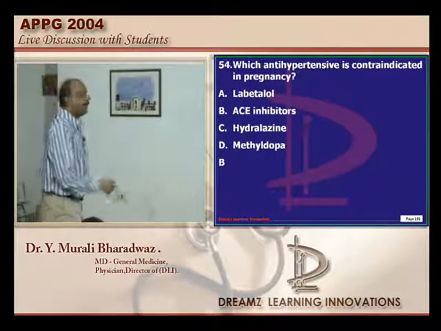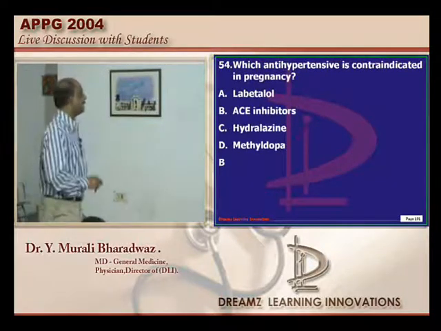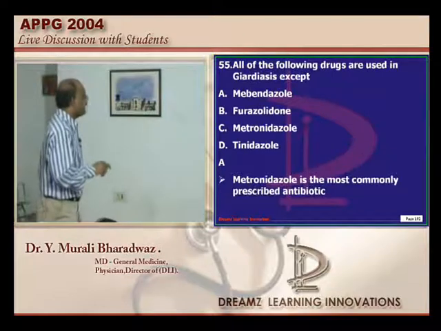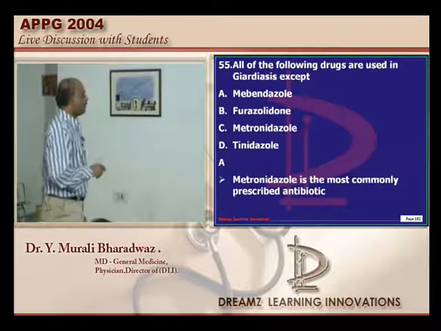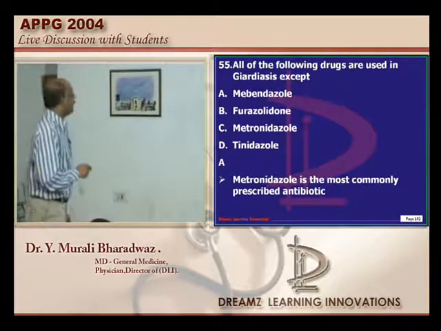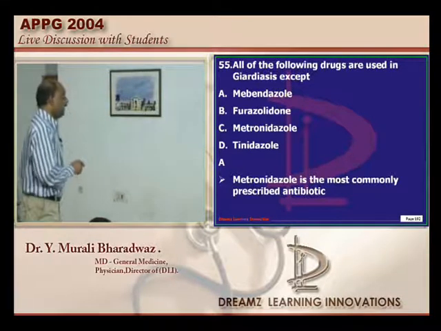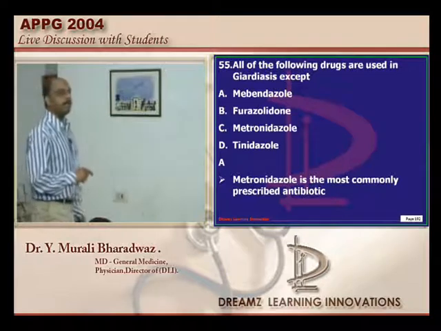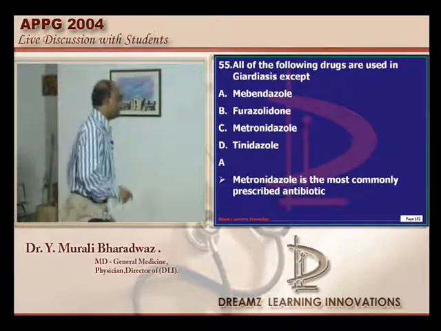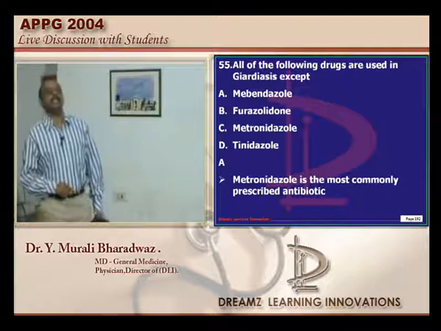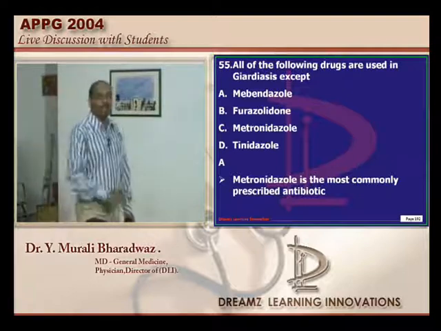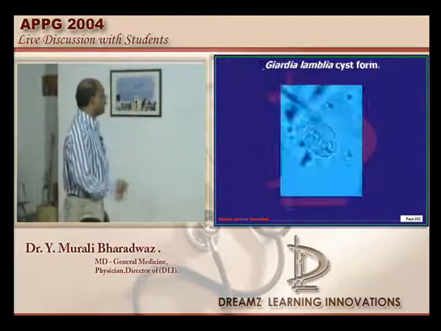Which antihypertensive can you not give in pregnancy? ACE inhibitors. And for the treatment of giardiasis, which zole can you not use? You can use metronidazole, tinidazole and also furazolidone, but not mebendazole, is what I want to underscore. And the most commonly prescribed antibiotic for giardiasis would be metronidazole.